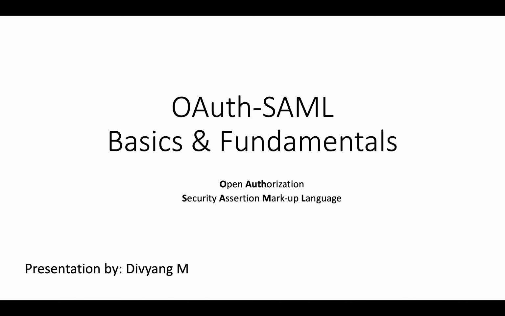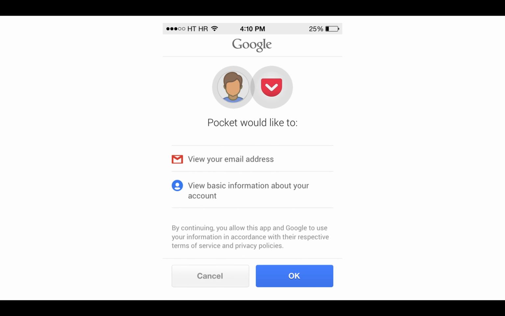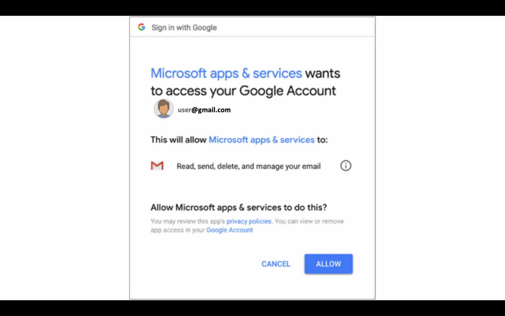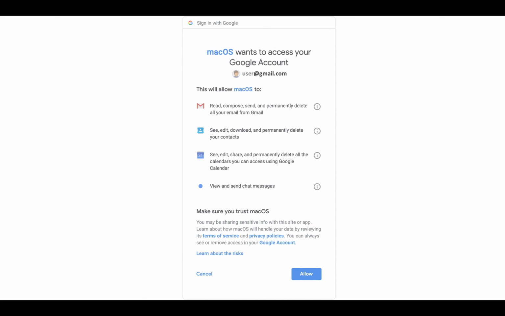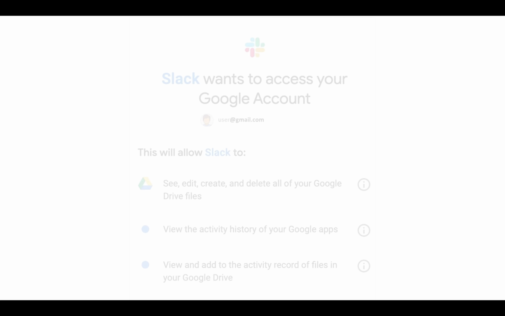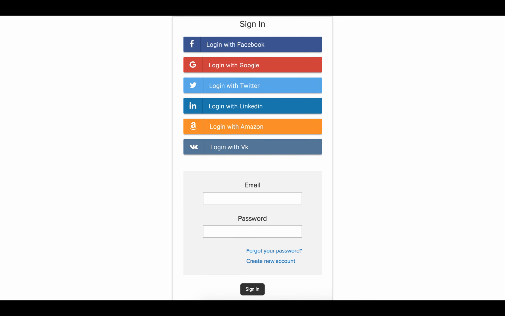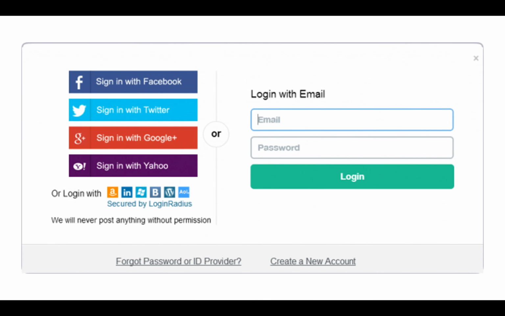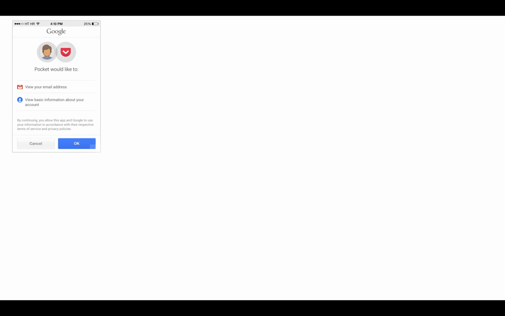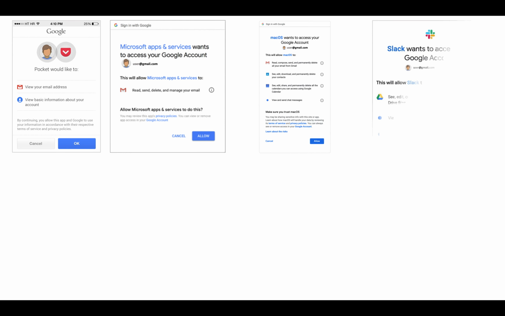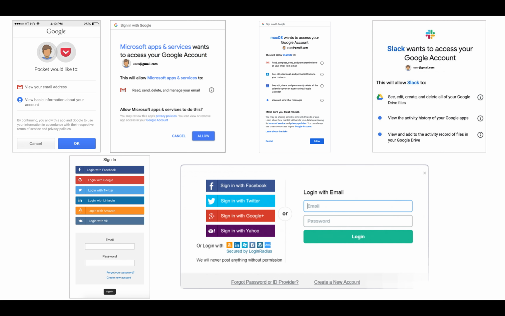Today's session is about OAuth and SAML basics and fundamentals. I want to show you some screenshots. Have you ever seen any such screens on your mobile or desktop? If you have seen any such screens, then you are using OAuth.